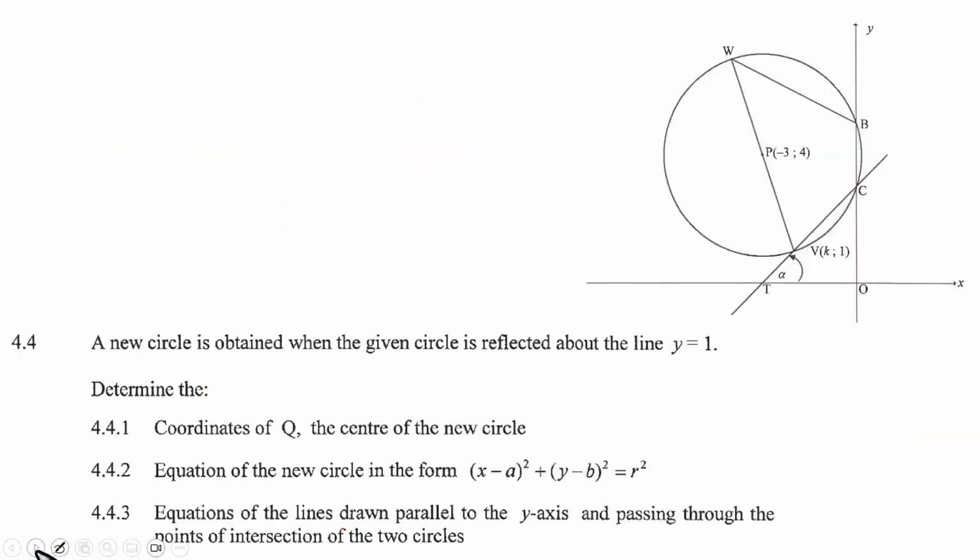Right, next we continue to look at more geometry questions. Now, if this is the given shape, a new circle is obtained when the given circle is reflected about the line y equals 1. Somebody reflected this circle about the line y equals 1. We know very well that this is 3 and that is 5, and this is minus 2. So y equals 1 is this one, because it is x and y. So you can draw like this, so that you have y equals 1, and in the end you have the following.